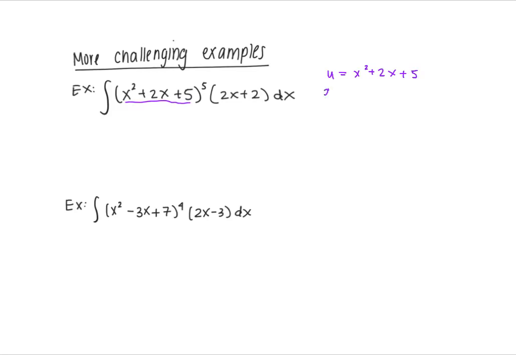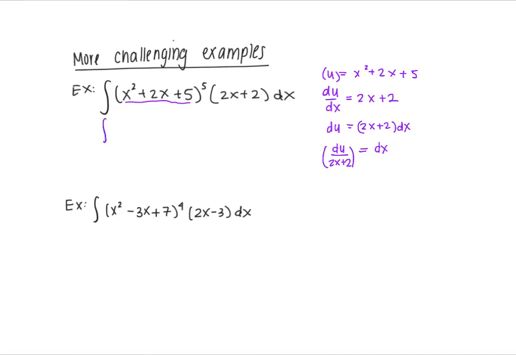Then I take the derivative of that. du/dx is 2x plus 2. The next thing I need to do is solve for dx. So I'm going to multiply dx on the other side and then divide by 2x plus 2. So now I have a substitution. I'm going to put all of this in for dx, and I'm going to replace the x squared plus 2x plus 5 with a u.